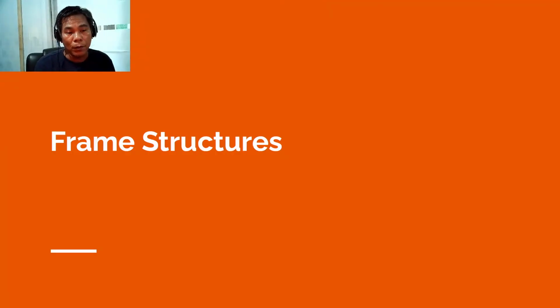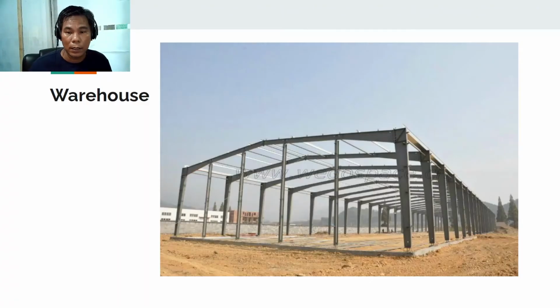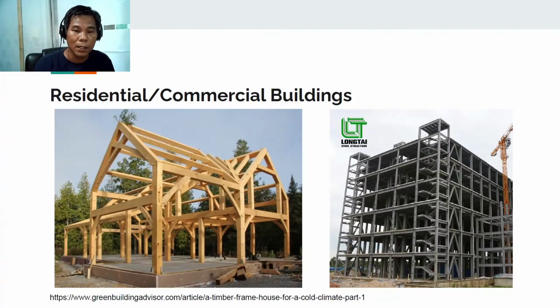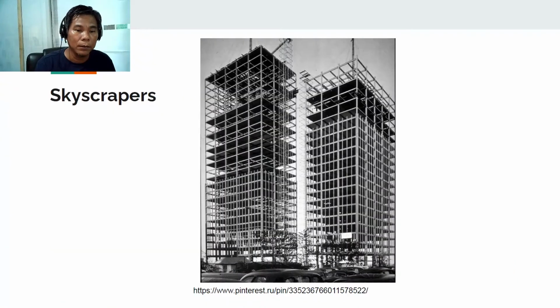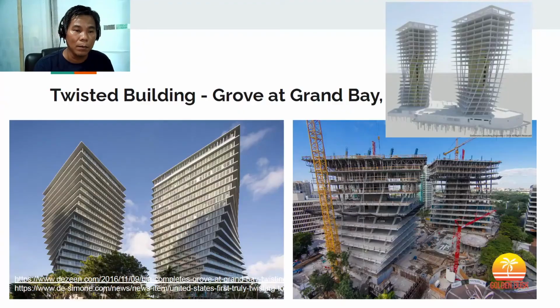Of course, we also have the frame structure, just like the warehouse using the structural steel, the residential commercial buildings using timber and structural steel, and the skyscrapers, as you can see, the elements, the column and the beams and the slab. Also, we have the twisted building group at the bay in Miami. As you can see, it's actually really twisted.